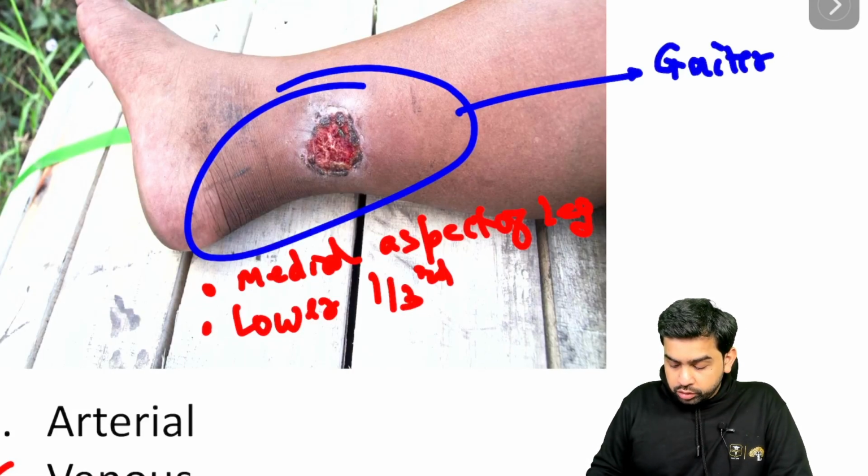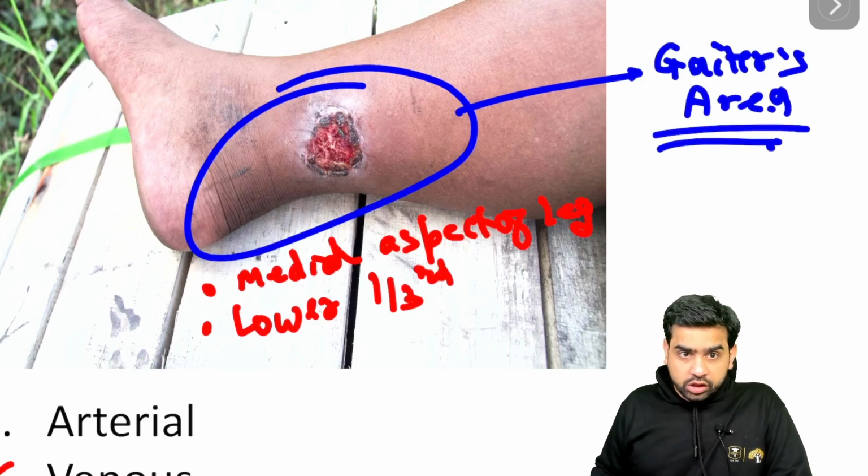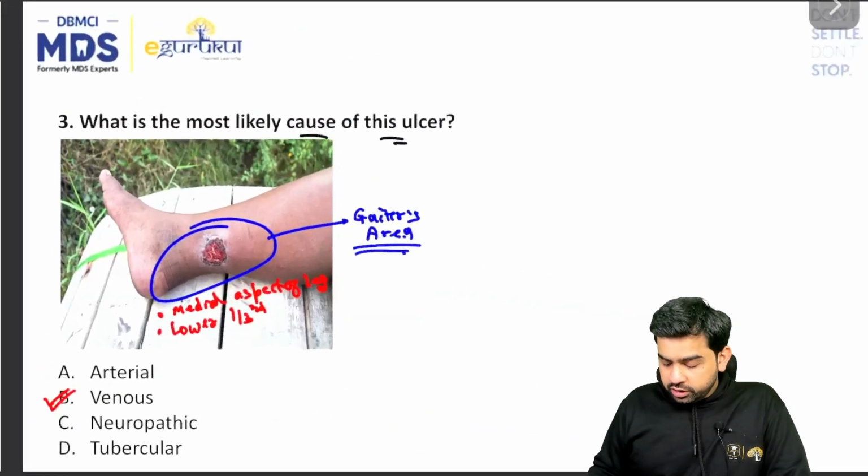This is also important, Gator's area. This is a very important thing over here. Wherever the ulcer happens in the medial aspect of the leg, lower 1/3, Gator's area, the ulcer is a venous ulcer.